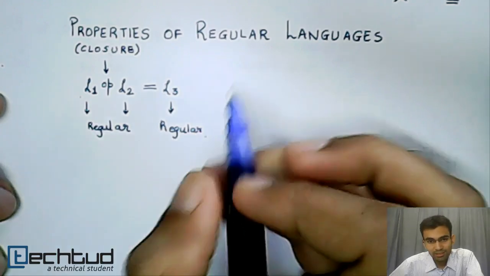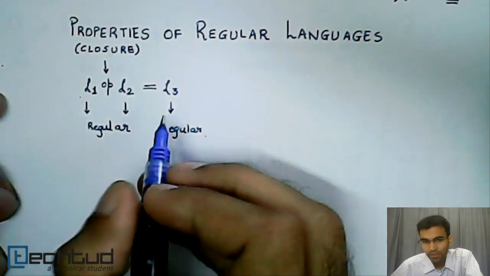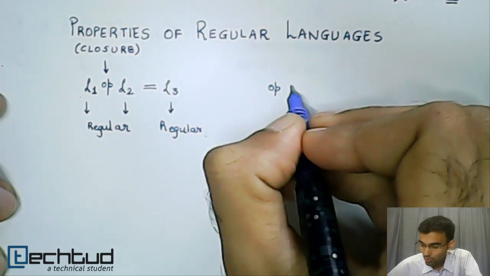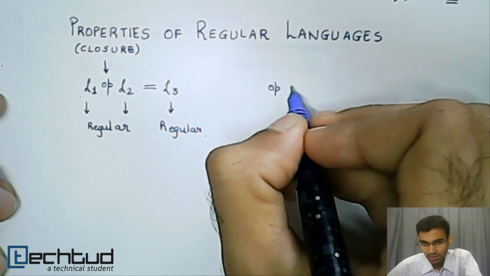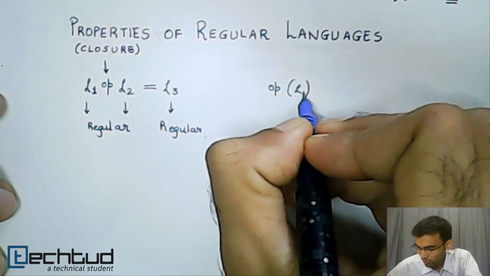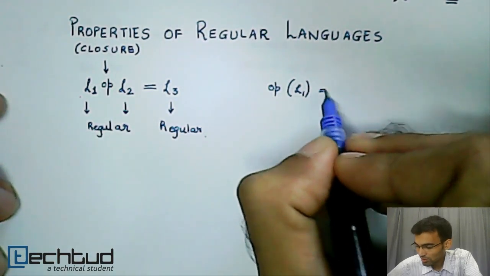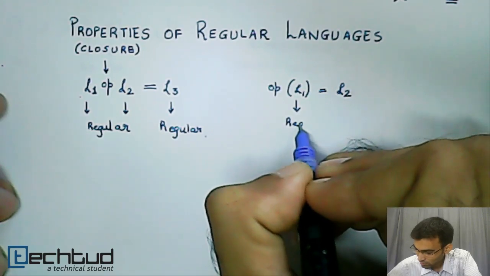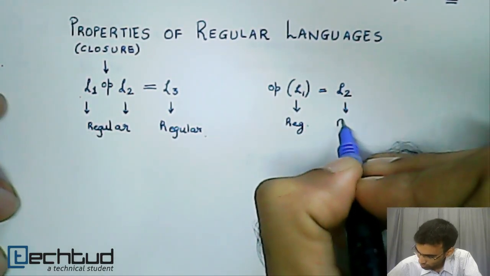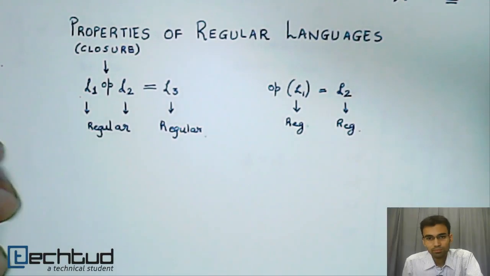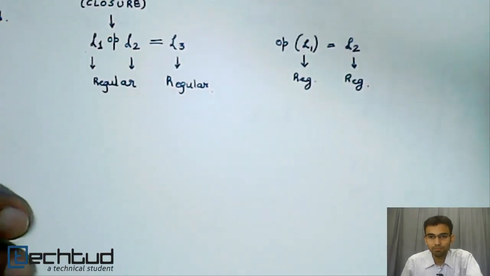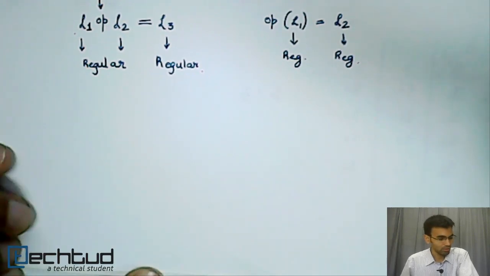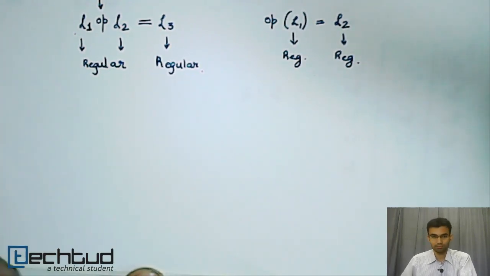So we will look at some binary operators OP and some operators OP which are unary. That is, they operate over a single language L1 and produce a second language L2, such that L1 is regular and L2 is also regular. Alright, so let us begin. The first operation we consider is going to be the union operator.